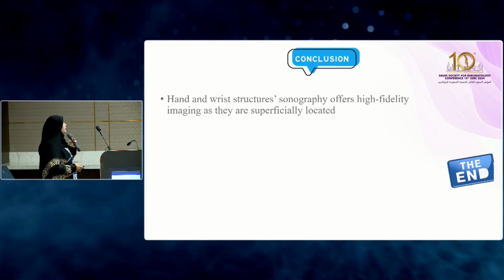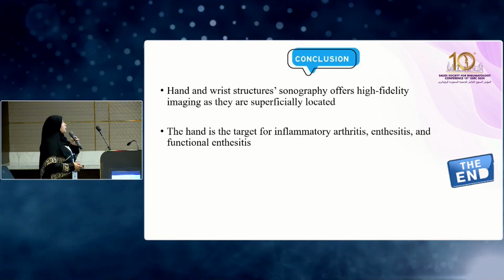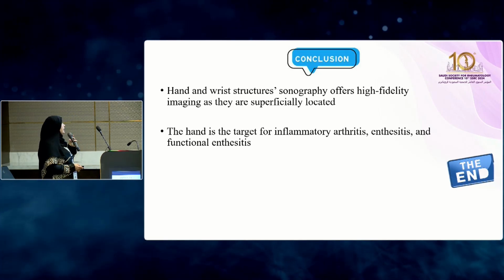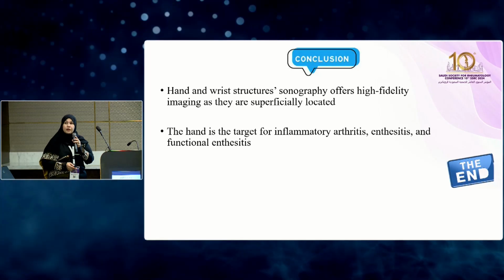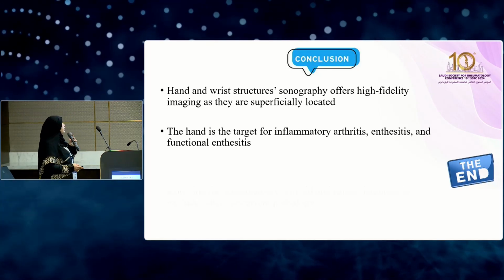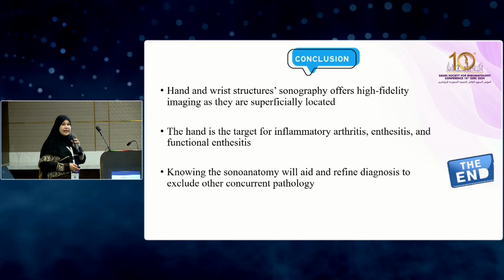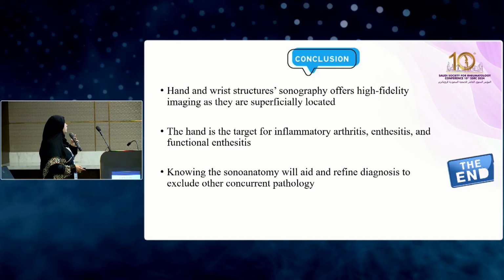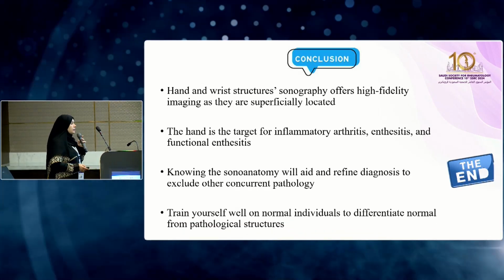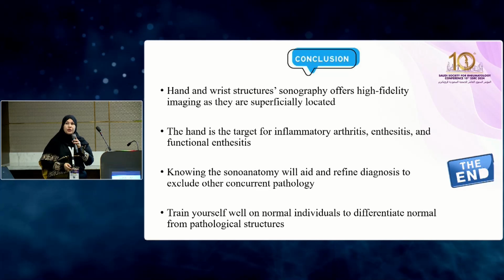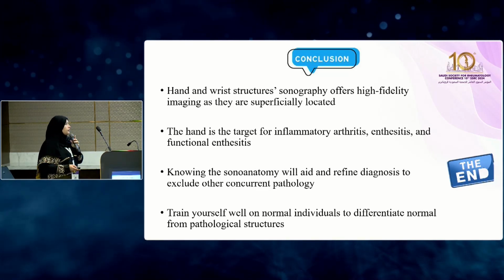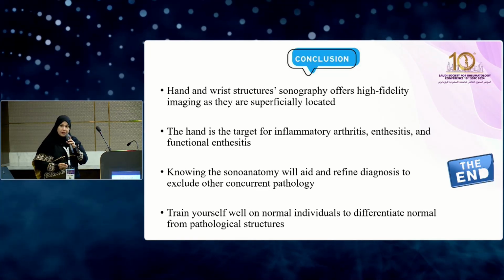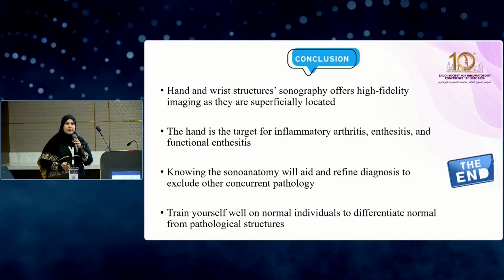So in conclusion, hand and wrist sonography offers high fidelity imaging because they are superficial structures. The hand is the target of inflammatory arthritis, enthesitis, and functional enthesis. Knowing the anatomy and sonoanatomy aids in refining the diagnosis and excluding other concurrent pathology. Please, the important tip: you should train yourself more and more on normal individuals before moving to pathological ones, to identify the difference between the normal structures, pathological structures, and pitfalls. Thank you.